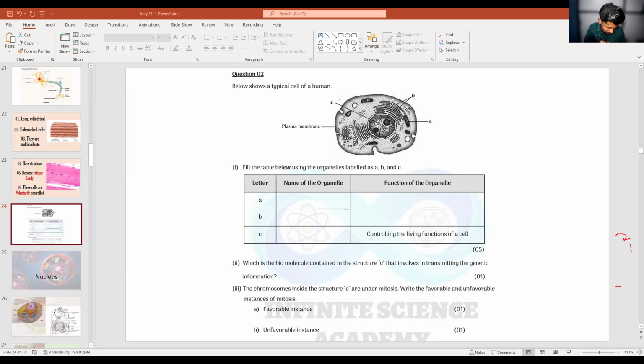When you're writing what is the function, if they ask you what is the function of the ribosome, you can't say powerhouse. If you are writing powerhouse, that is totally wrong. Do you know why? Because that is not the function. There is a name given to the mitochondria. Be careful in that part, my dear.